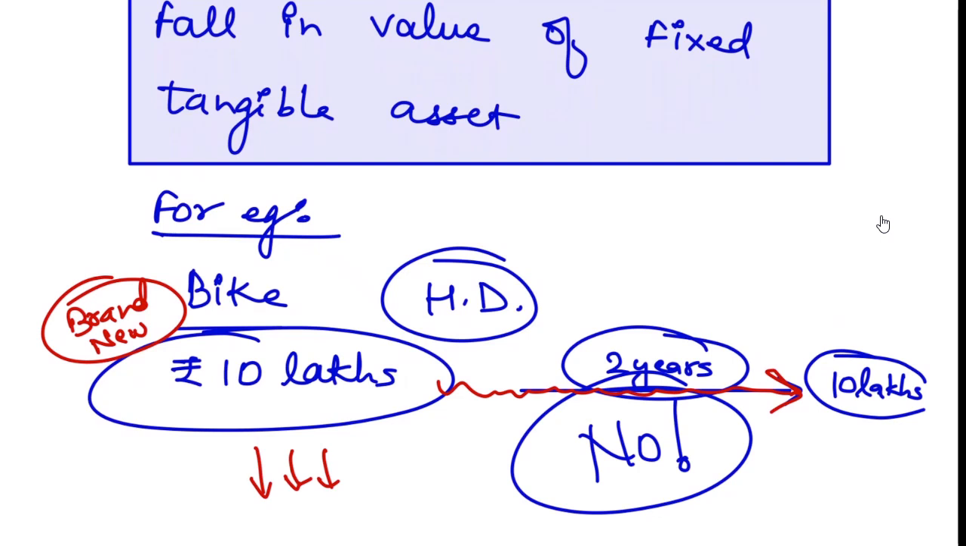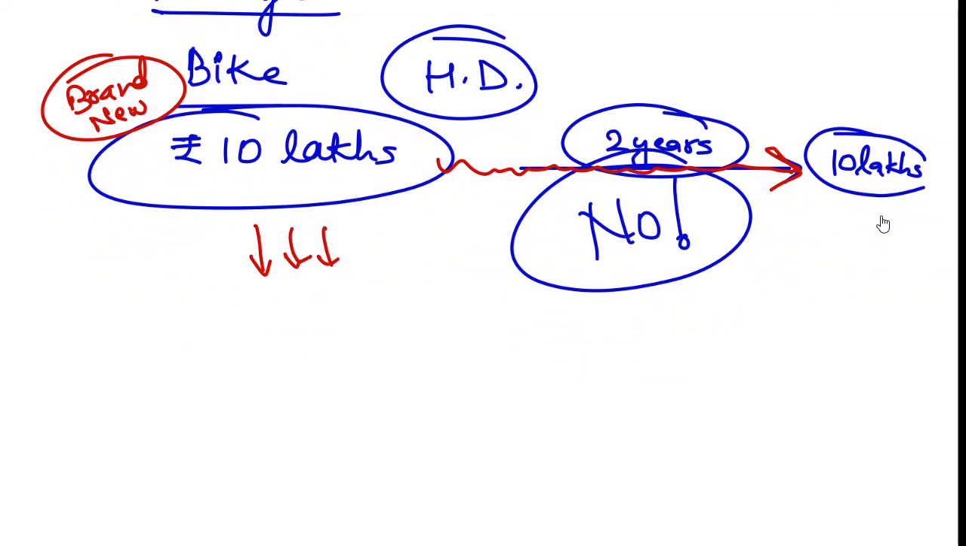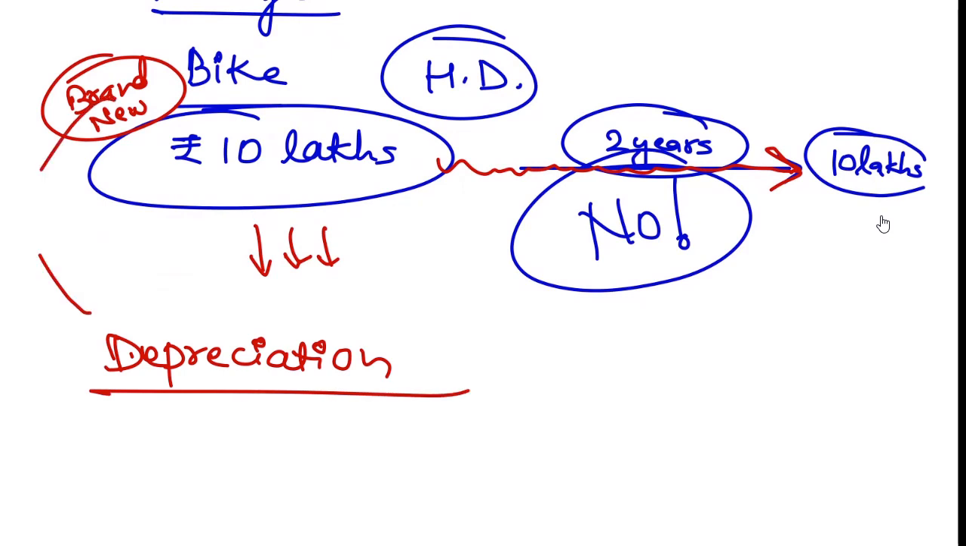So our accounting principle says if there are any expenses or any fall in the market value of your bike, you should account for it. So how do I do this accounting? I do it with the help of depreciation. Every year, whenever my bike is being used, I will depreciate that asset. That means I will reduce the value of that asset.